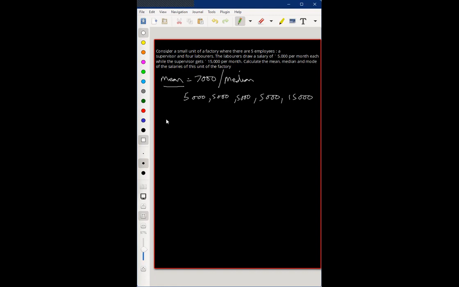Very simple. N here in this case is 1, 2, 3, 4, 5. So this is odd. So our median in this case would become the (n plus 1) by 2th observation, which is 5 plus 1 is 6, 6 by 2 is 3. The third observation, which is 5,000. So our median is 5,000. Correct? Simple. Go on to mode, everyone.